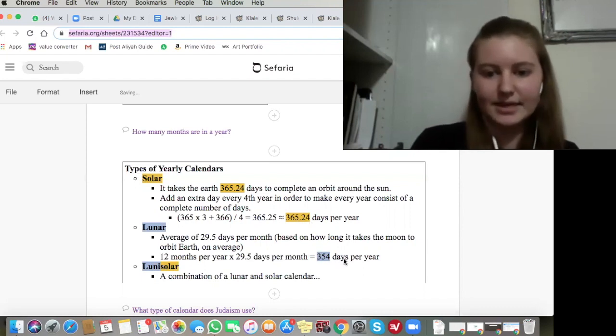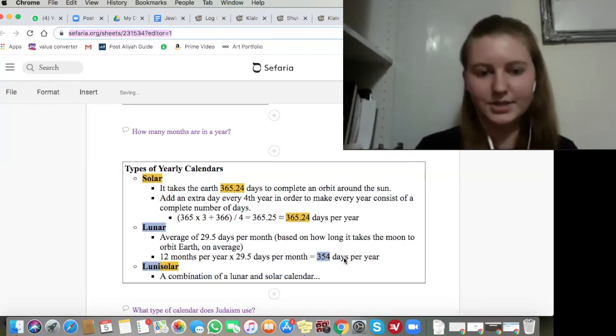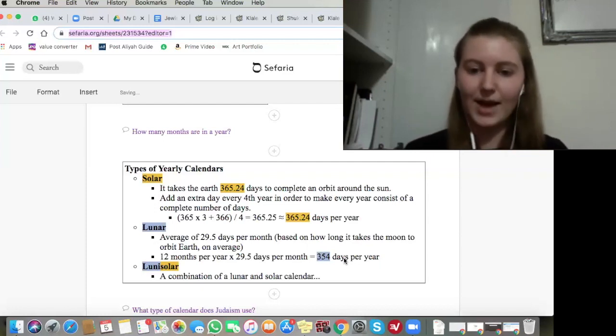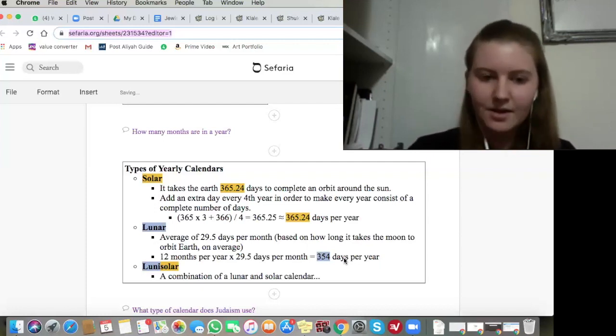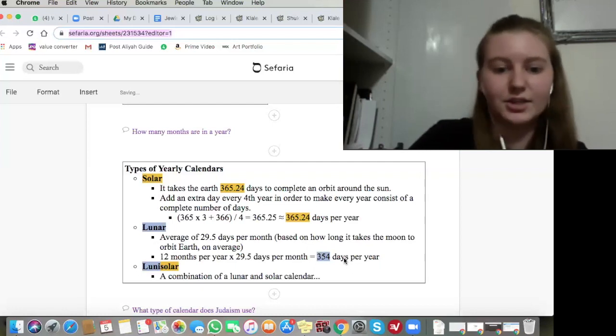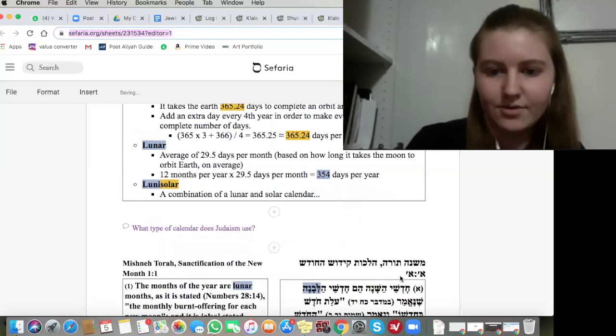So that means in societies such as Islam and other religions, their holidays are not going to be at the same time of year every year. They're going to go back 11 days every year. So what does Judaism use? There's also a concept of a lunisolar calendar, which is what we'll talk about right now.